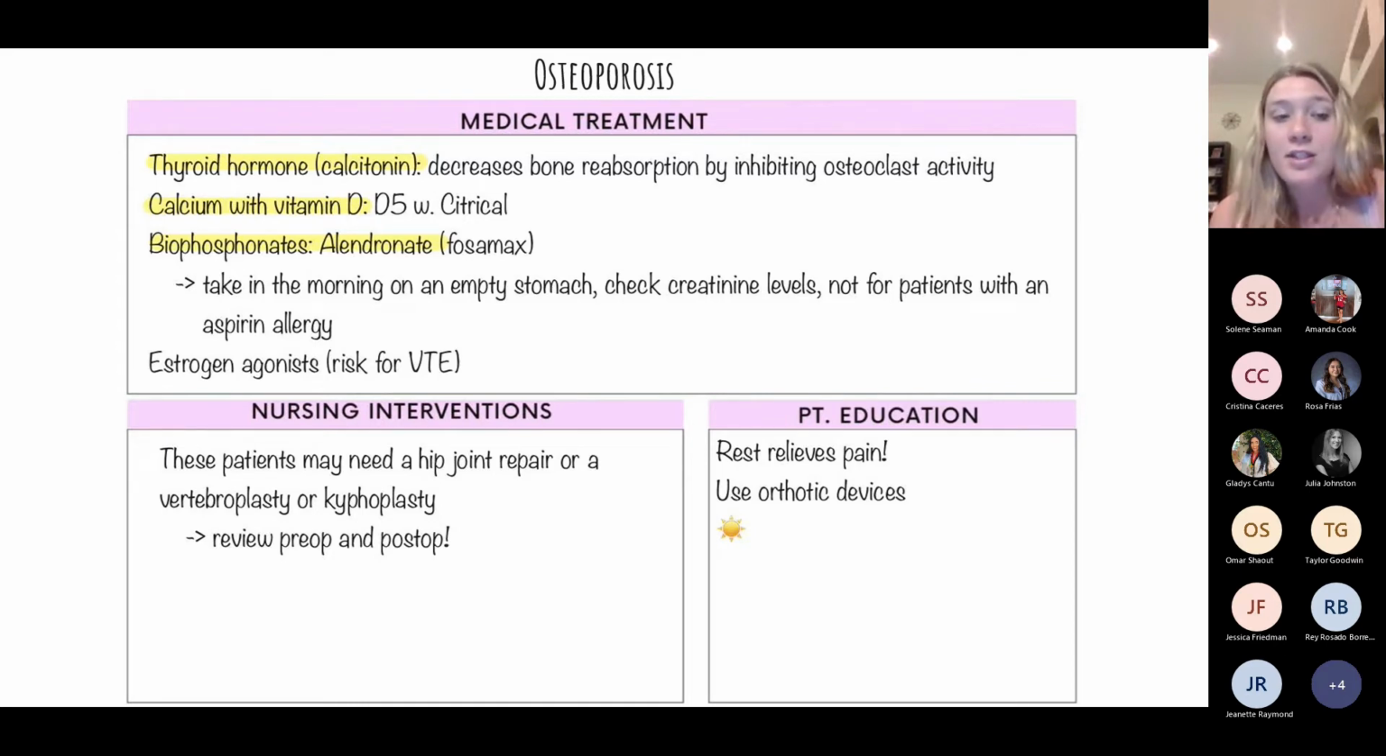For your nursing interventions, these patients might need joint repair, vertebroplasty, kyphoplasty. So just review pre-op and post-op considerations.